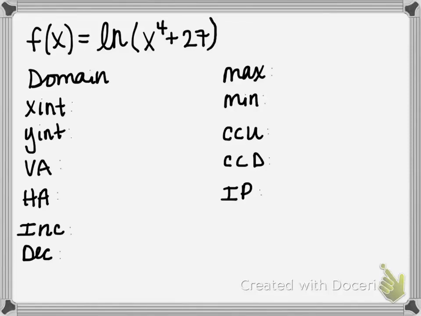So our goal in this problem is to sketch a graph of f of x equals natural log of x to the fourth plus 27 using all of the algebra and calculus knowledge that we have so far. And we're going to try to do this without using the graphing capabilities of our graphing calculators. So let's start with domain.